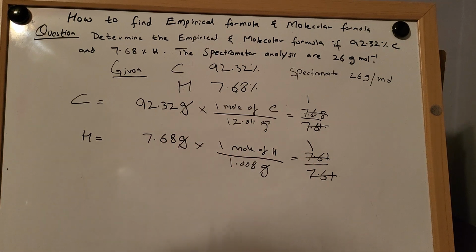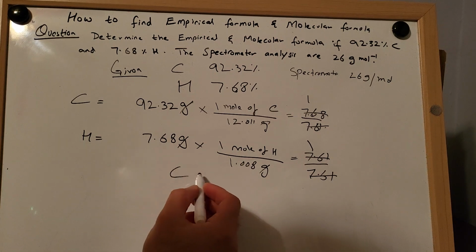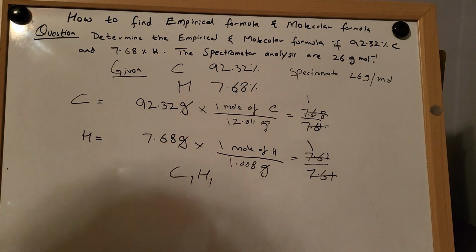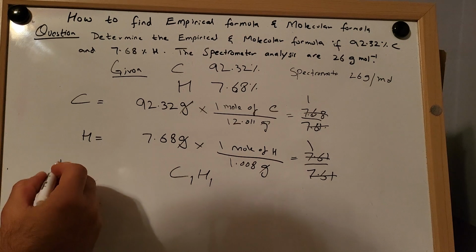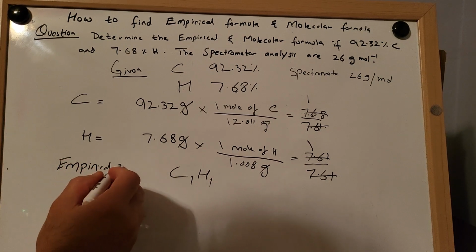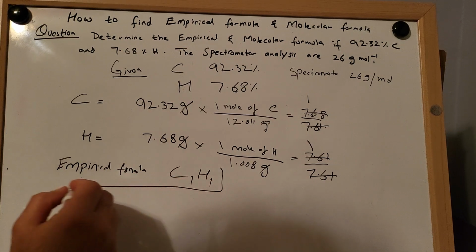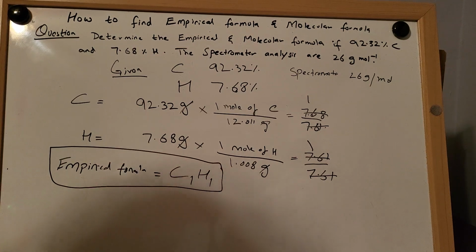So how do we write it down? This is how we find the empirical formula. We write carbon and hydrogen, 1 here, 1 here. So this is the empirical formula. This is how you find the empirical formula of any compound. C1H1 is the empirical formula for the compound.